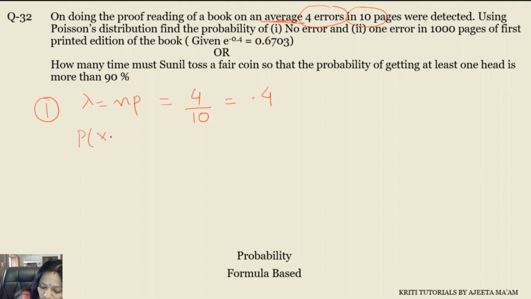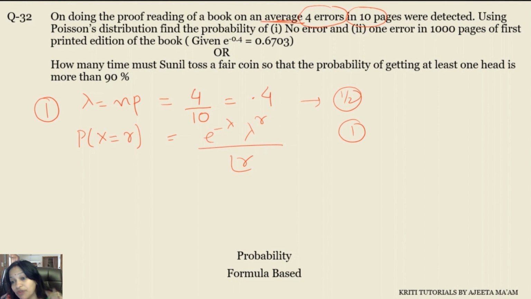So what's the formula now? P of x equal to r is e raised to minus lambda, lambda raised to r upon factorial r. So this is what we have. Here we will get 1 mark for the formula, because this is going to be a 5 marker. अभी हम values की substitutions कर देते हैं. So e raised to minus 0.4, 0.4 raised to r upon factorial r.